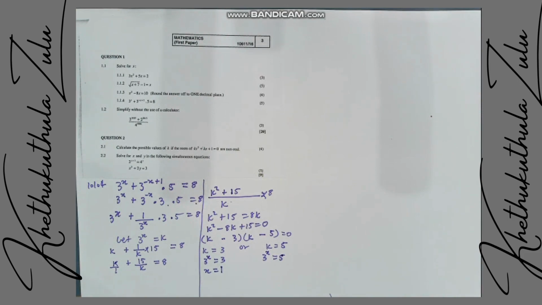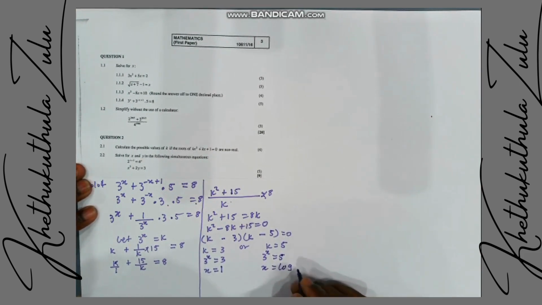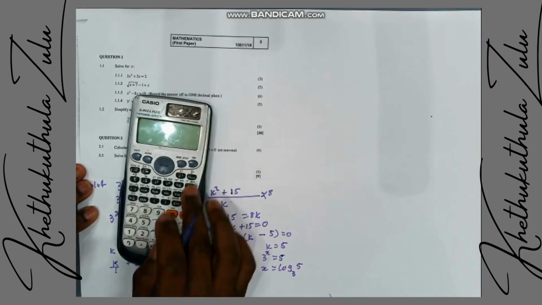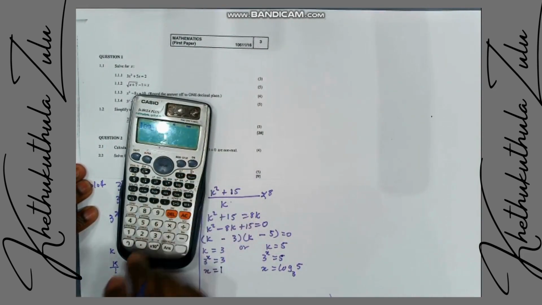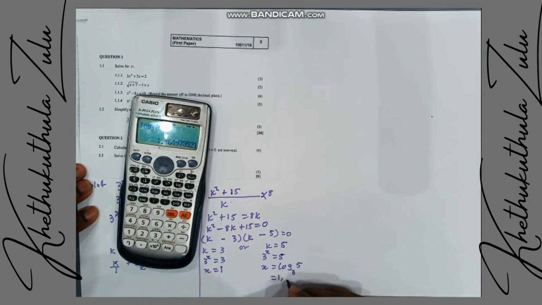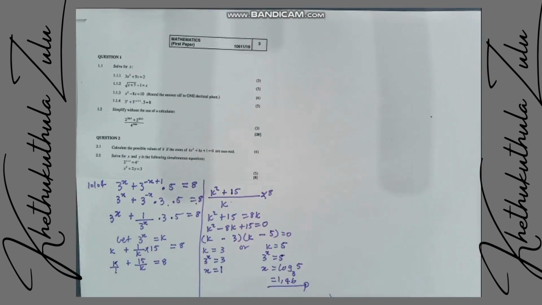What we can do, because now we are in grade 12. If you are in grade 11, we can say there's no solution, but now because you are doing grade 12, we can use the logarithm here. We can say x is the log of our base. What is our base? It's 3 into 5, and then punching your calculator, the log of 3 into 5, x is equal to 1,46, just like this.